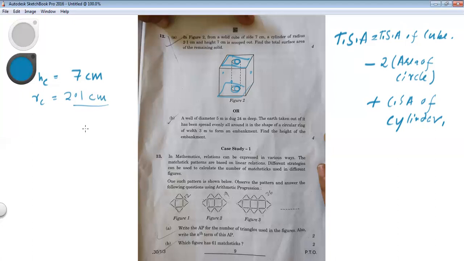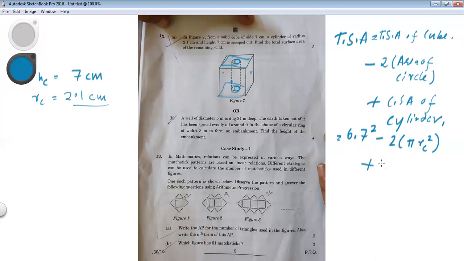All right. So now what do we do? The total surface area of the cube is 6 into 7 square minus 2 times the area of the circle. So 2 times pi r c square. Okay, r c square into 2. Plus you need to add, since the surface area inside the scooped cylinder part is going to be added to the surface area. So that's the reason why we are going to add the curved surface area.